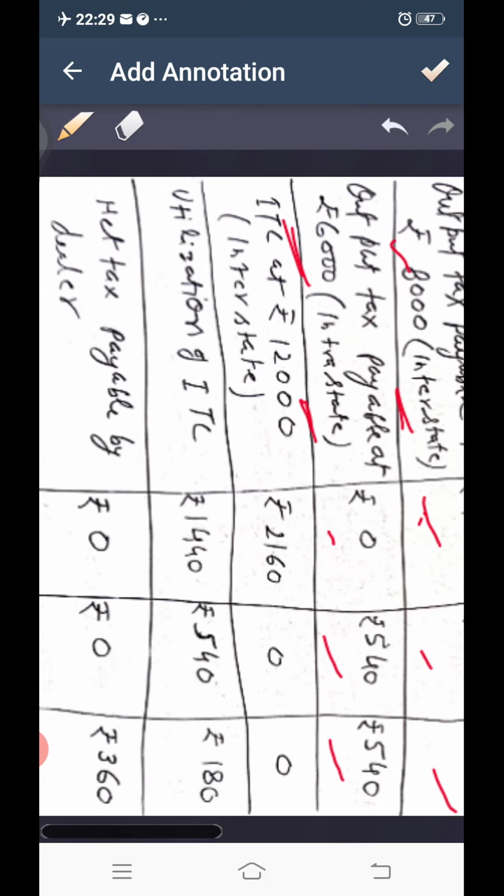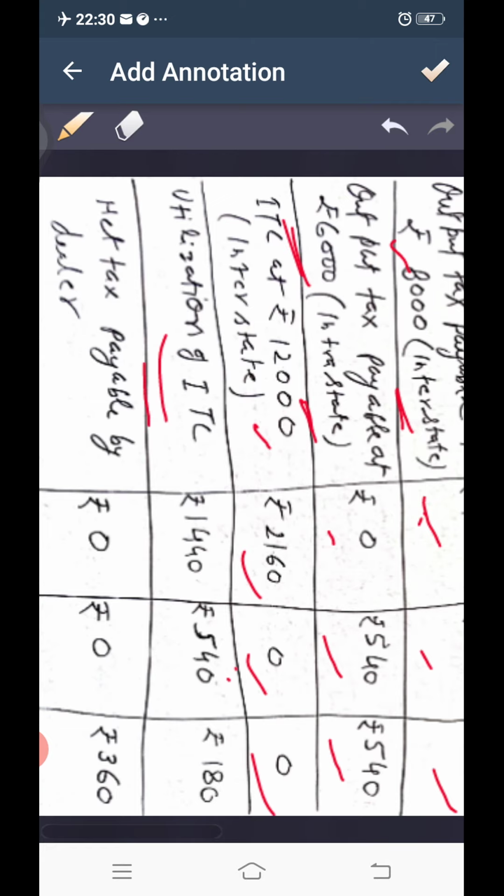Then input tax credit at rupees 12,000, that is interstate. He purchased this material interstate. So input tax credit, you see, that is interstate. So we will find IGST, that is 18% of 12,000, that is 2160 rupees. No CGST and no SGST. Then utilization of input tax credit.